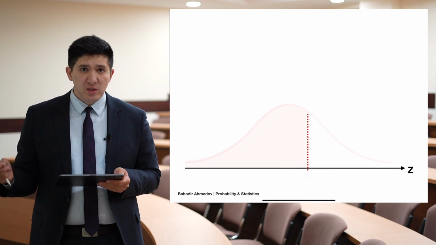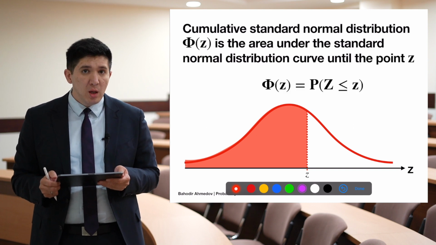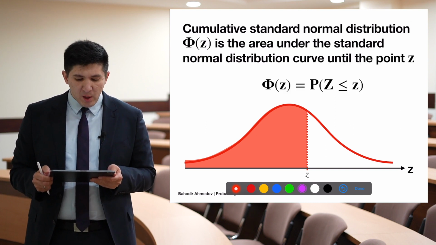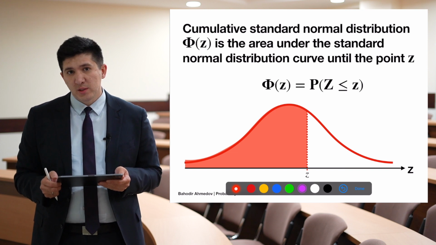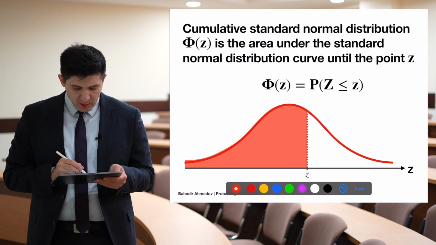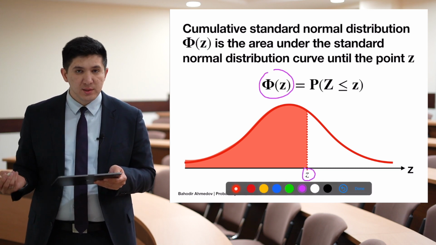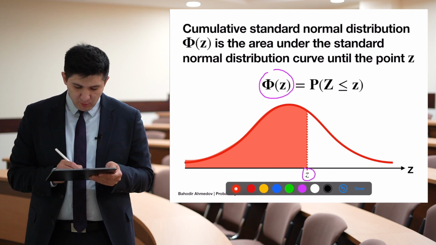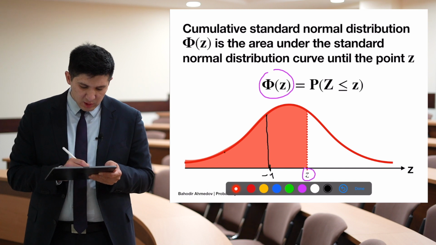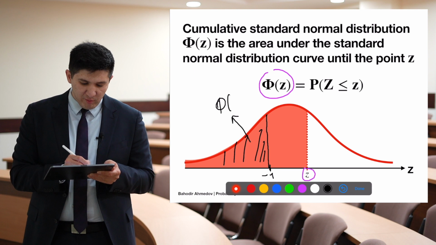Before we do this, we have to introduce something called the cumulative standard normal distribution function, phi of z, which is the area under the standard normal distribution curve up to some point z. So phi of z is going to give you the area up to z. For example, if you choose z to be equal to minus 1, then phi of minus 1 is going to be this area up to minus 1.